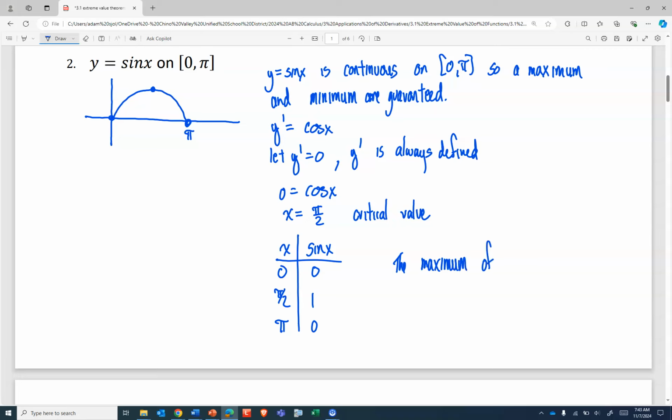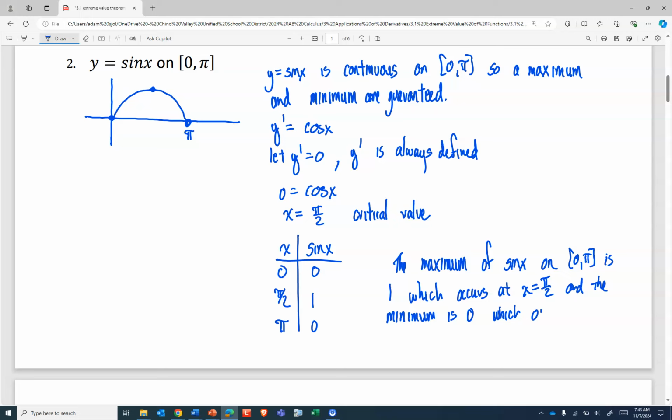Okay, so the maximum of sine x on 0 to pi is 1, which occurs at x equals pi halves. And the minimum is 0, which occurs at x equals 0 and at x equals pi. Cool.